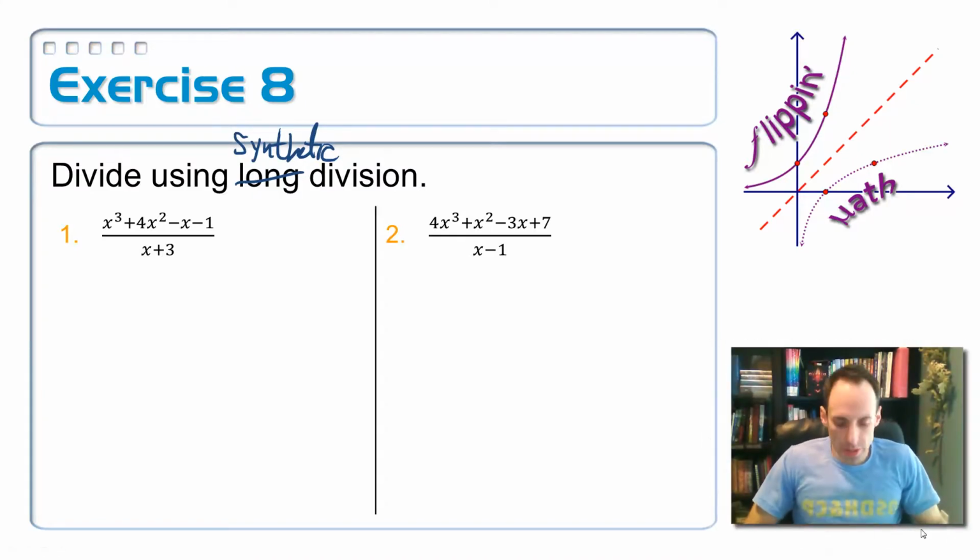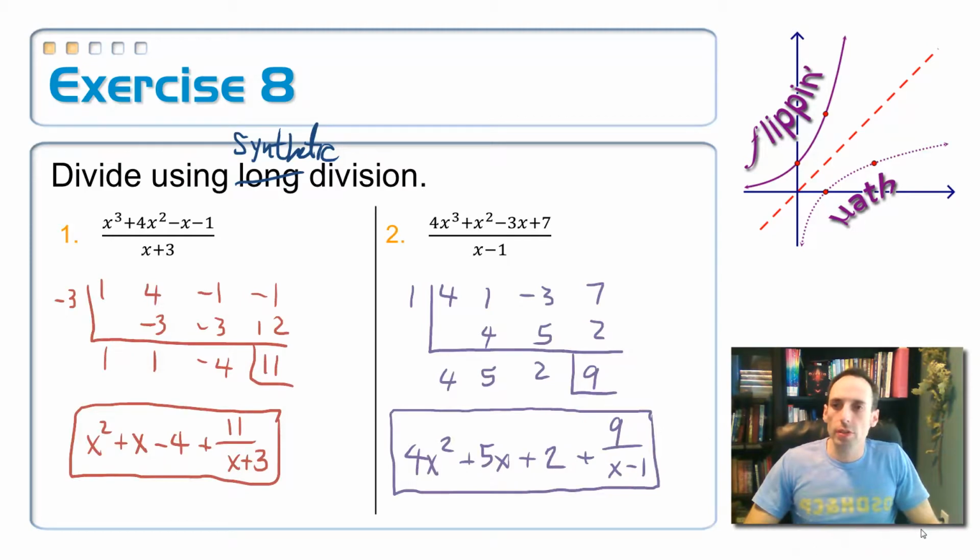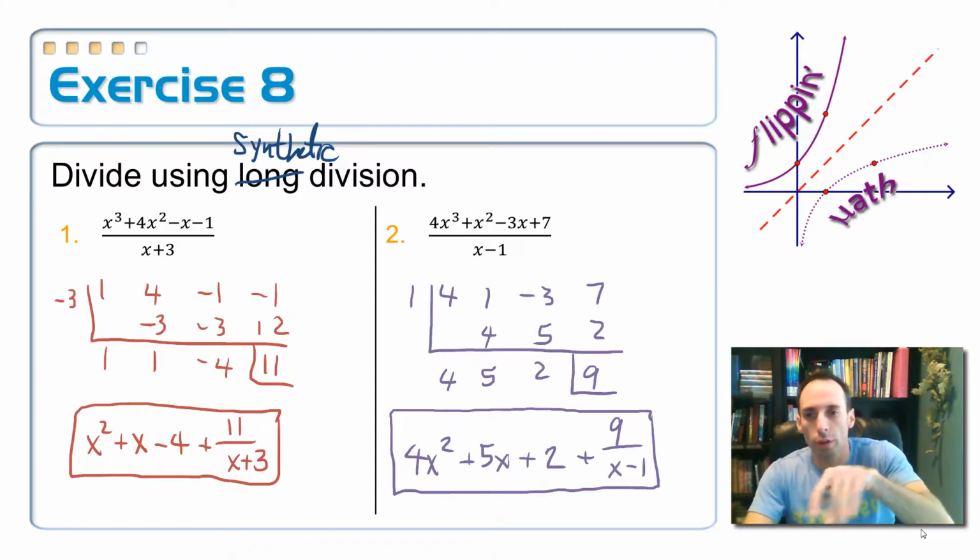Okay, I bet you enjoyed that. Let's take a look at some answers here. Okay, on the first one, since you're dividing by x plus 3, x's lie to you, so it's a negative 3 that's going to go outside the house. You're not missing any terms, so you write down 1, 4, negative 1 as the coefficients.